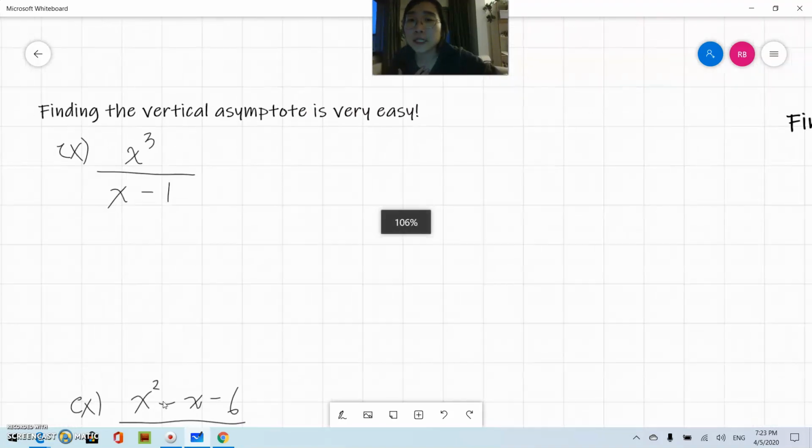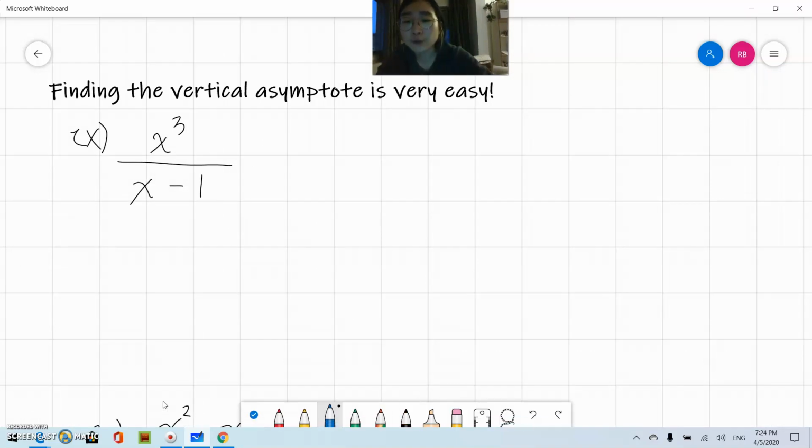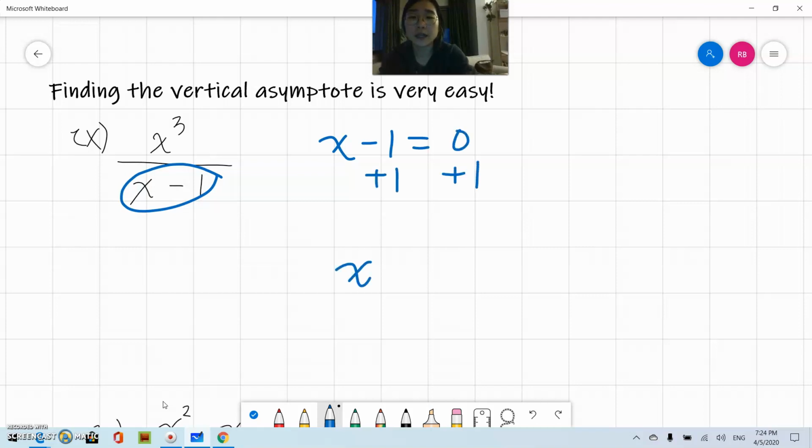And vertical asymptote is very easy. As we already practiced finding them in the last section, you need to make sure that the denominator doesn't equal 0, because where it equals 0 is where the asymptote is. So then, when you look at a problem, you don't even need to consider what's happening in the numerator. All you need to look at is the denominator. And then you set it equal to 0 and solve for x. x equals 1 is your vertical asymptote, and I will often write it as VA.